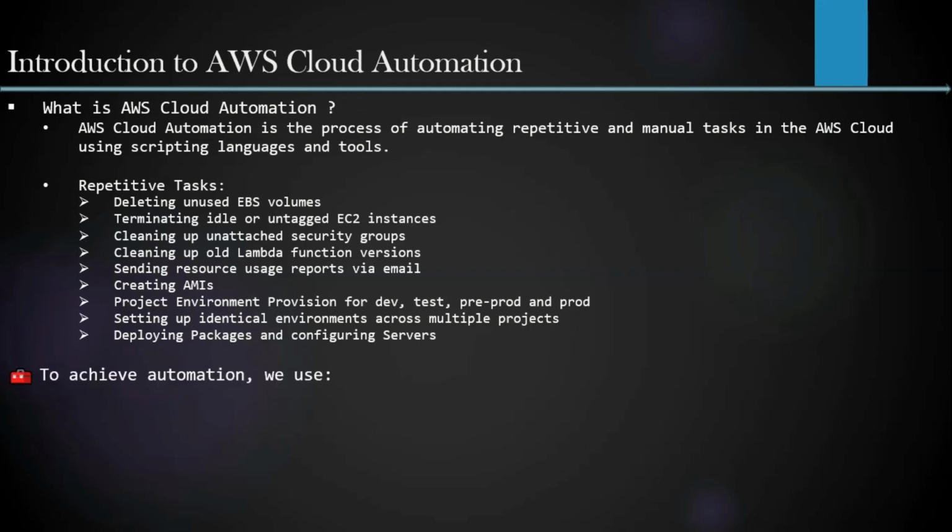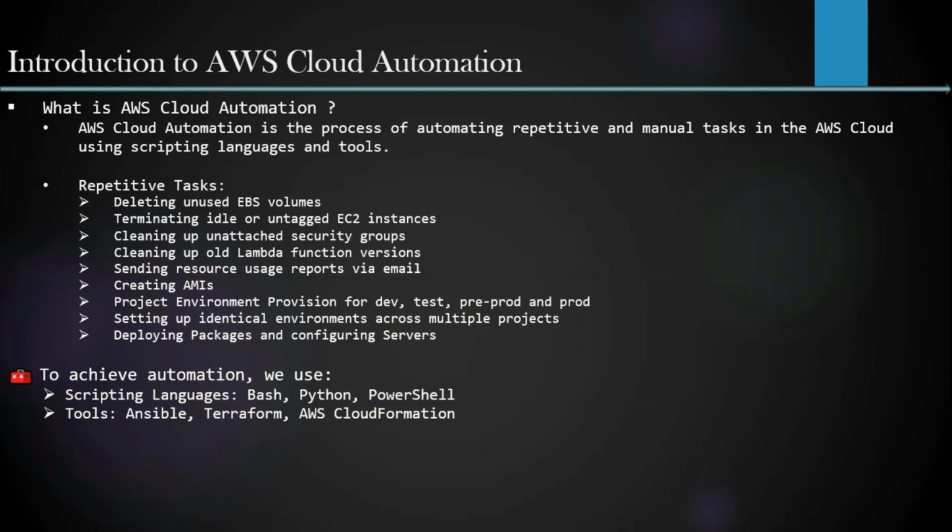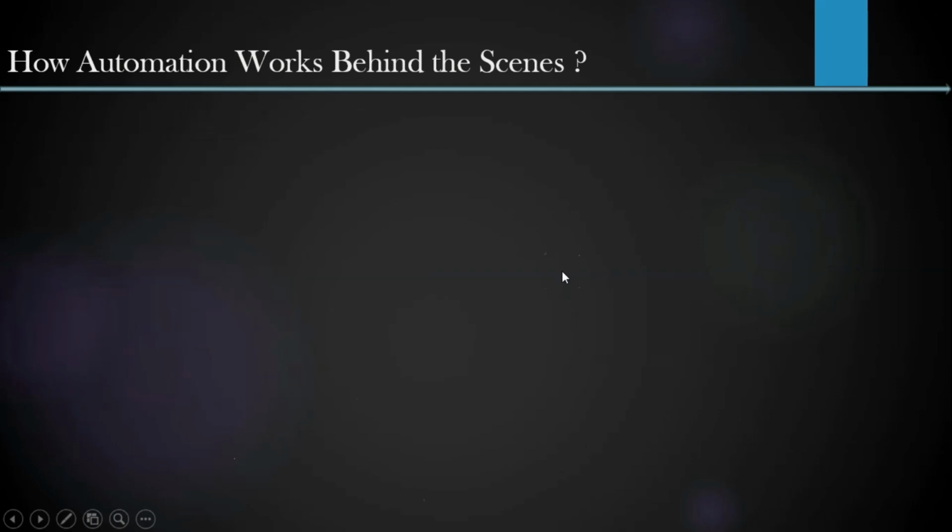Now here, to achieve automation, we use scripting languages like Bash, Python, PowerShell and some other scripting languages, and tools like Ansible, Terraform, AWS CloudFormation and some other tools. So to achieve automation, we have scripting languages and also tools. But how does automation work behind the scenes?